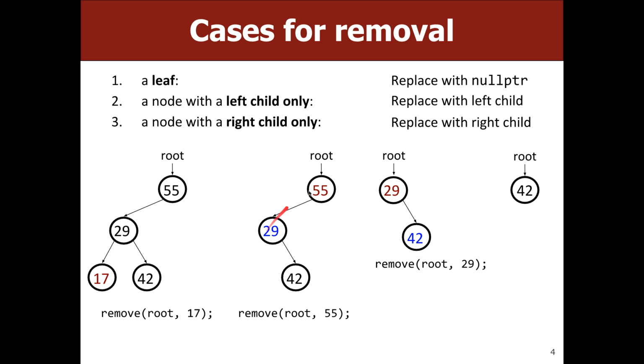But in this case, if we were to delete 29, we would want to replace 29 with 42. If we were to make 55 point to null instead, then you would lose this 42, that whole subtree from your tree. So that's why we aren't doing null pointer. In this case, instead of setting it to null, we're setting it equal to the right child or to the left child. Does that make sense?